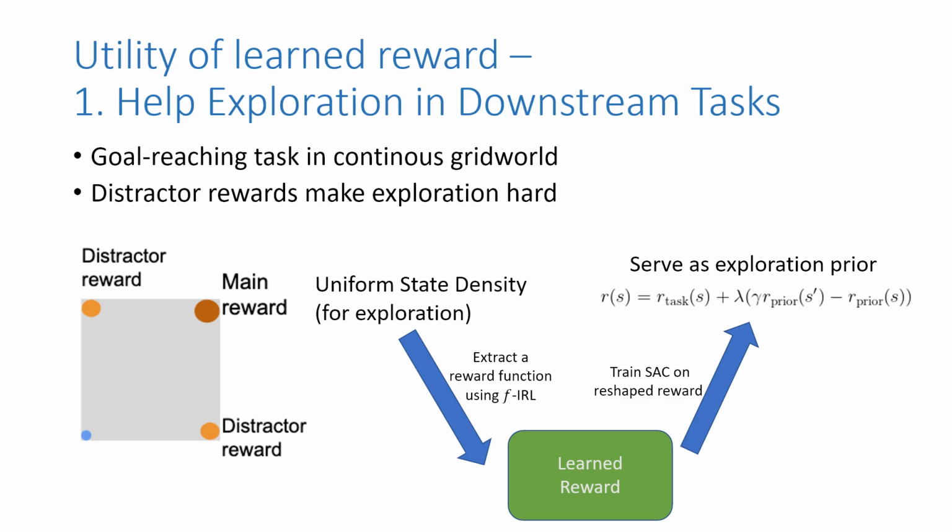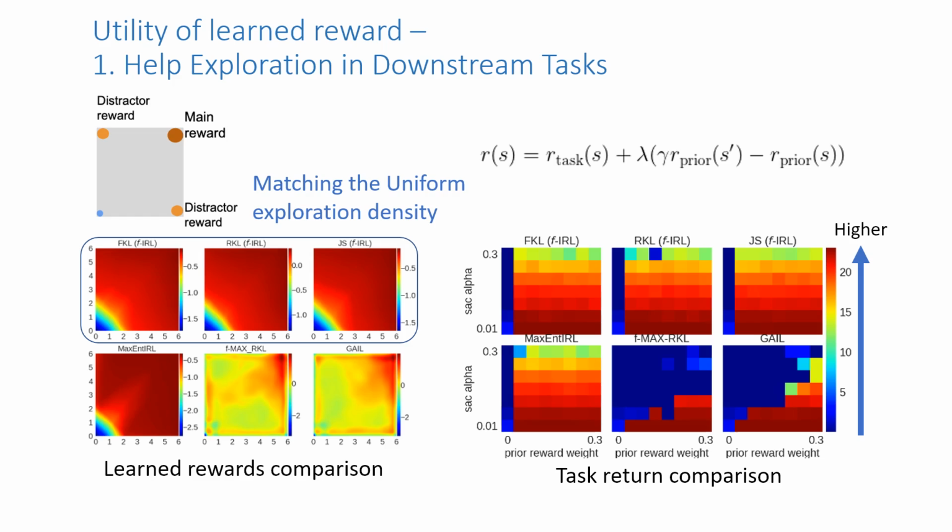The left figure shows the learned reward by matching the uniform state density from different imitation learning methods. It's clear that f-IRL learns a better reward function than the two baselines. The furthest point should have a higher reward to match density. Then the right figure shows the final performance of the SAC agent with shaped reward function. We can see that f-IRL together with MaxEnt can solve the hard-to-explore tasks with most hyperparameter combinations, while FAIRL and GAIL often fail.